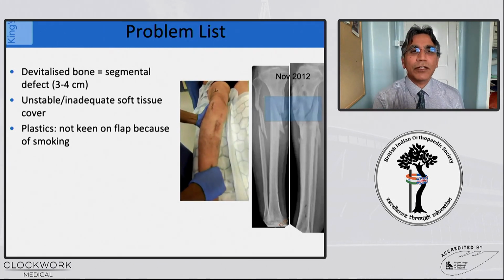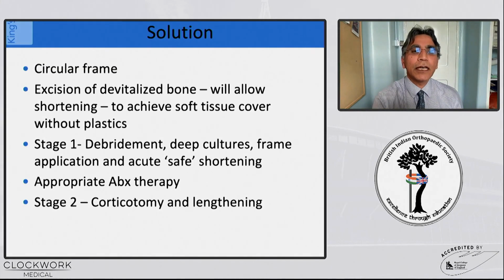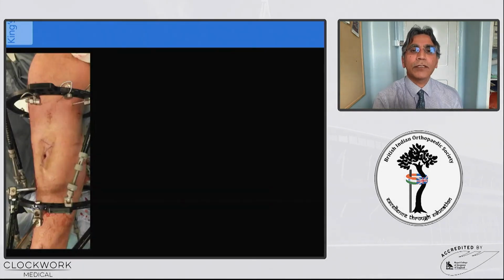Thank you. Okay. So that's an infected non-union with the intramedullary nail. This is a different beast. There is a lot of devitalized bone, and that definitely involves segmental excision, circular frame and acute shortening, because this fellow was not fit for plastic surgery. So we had to do all that using a circular frame.